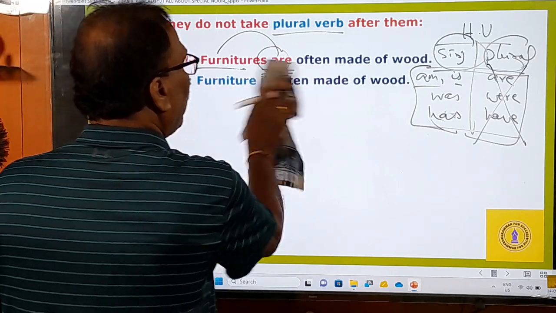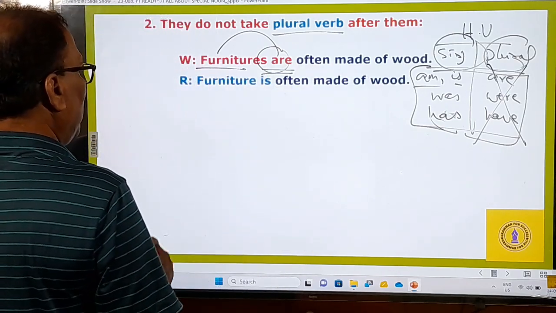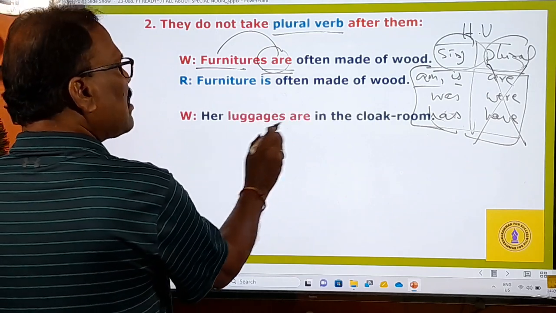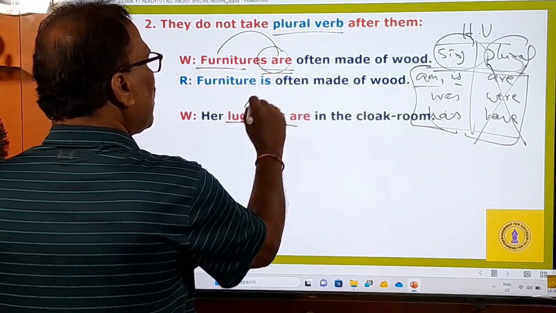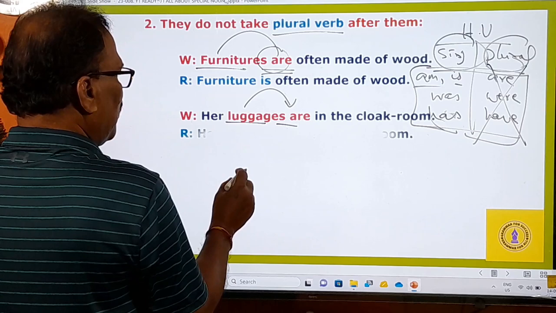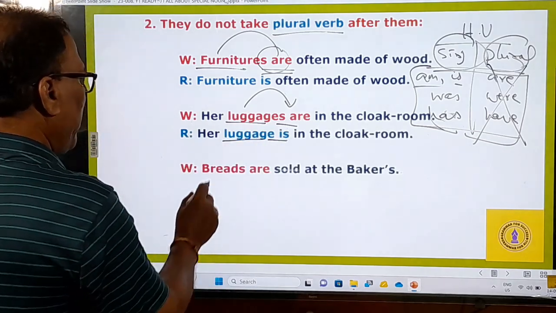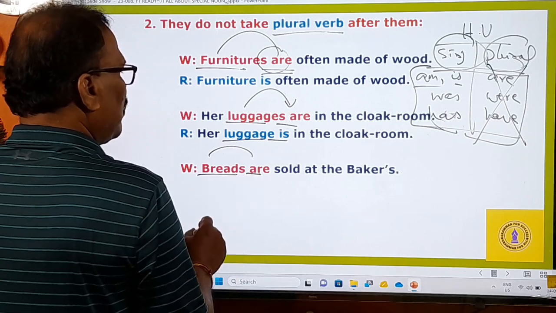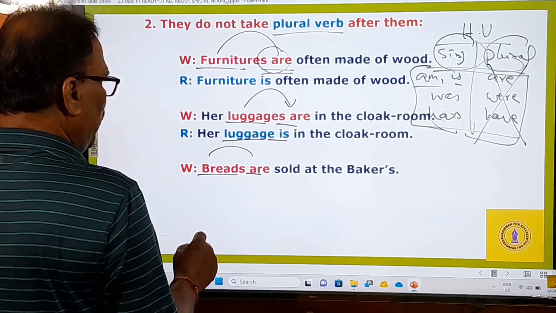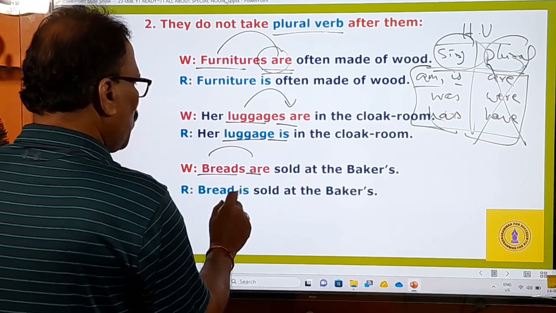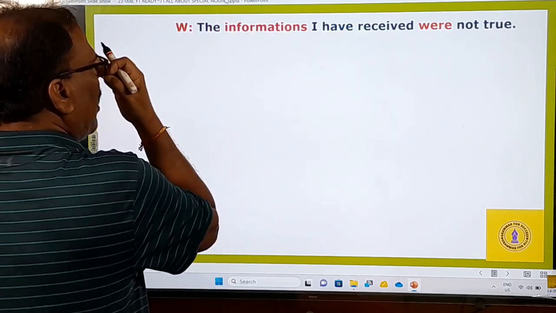Furniture is a fan made of wood. Okay. And her luggages are in the cloakroom. Luggages are, again, plural, is it? So, her luggage is in the cloakroom. Okay, breads are sold at the baker's. At the baker's means the name of a shop. Bread is sold. Okay, some more examples are also given here.